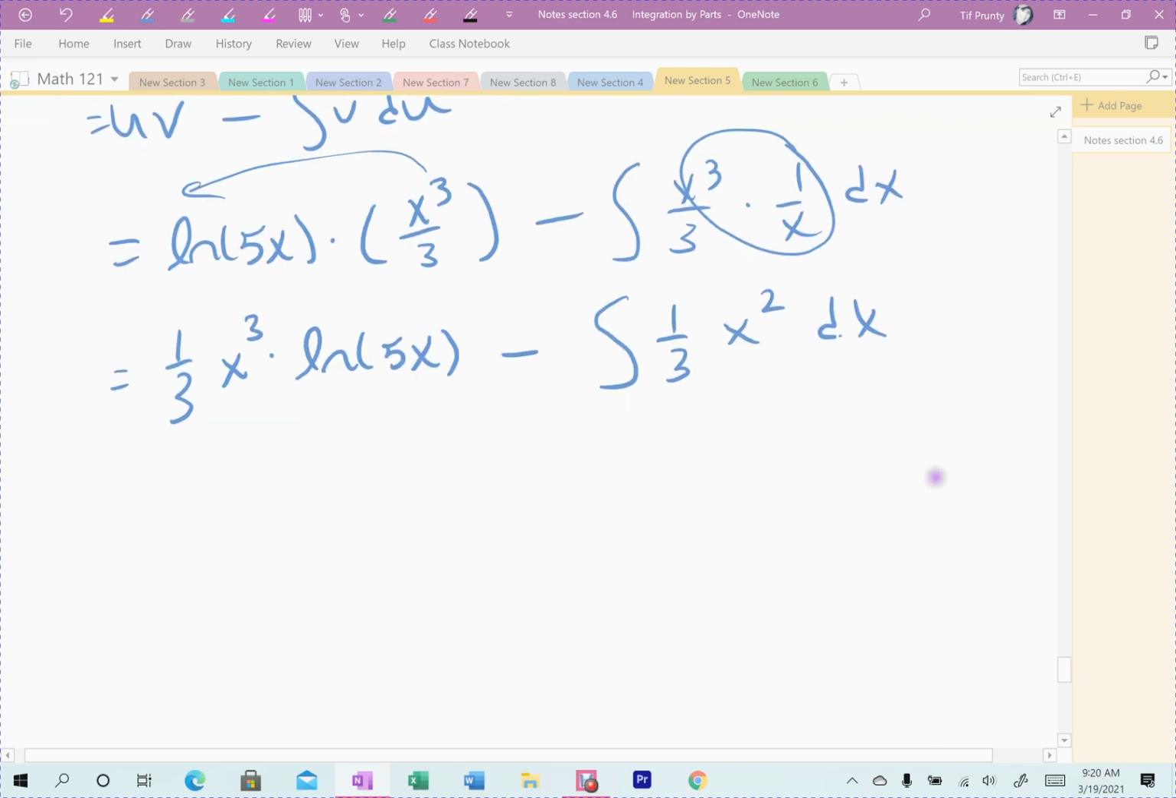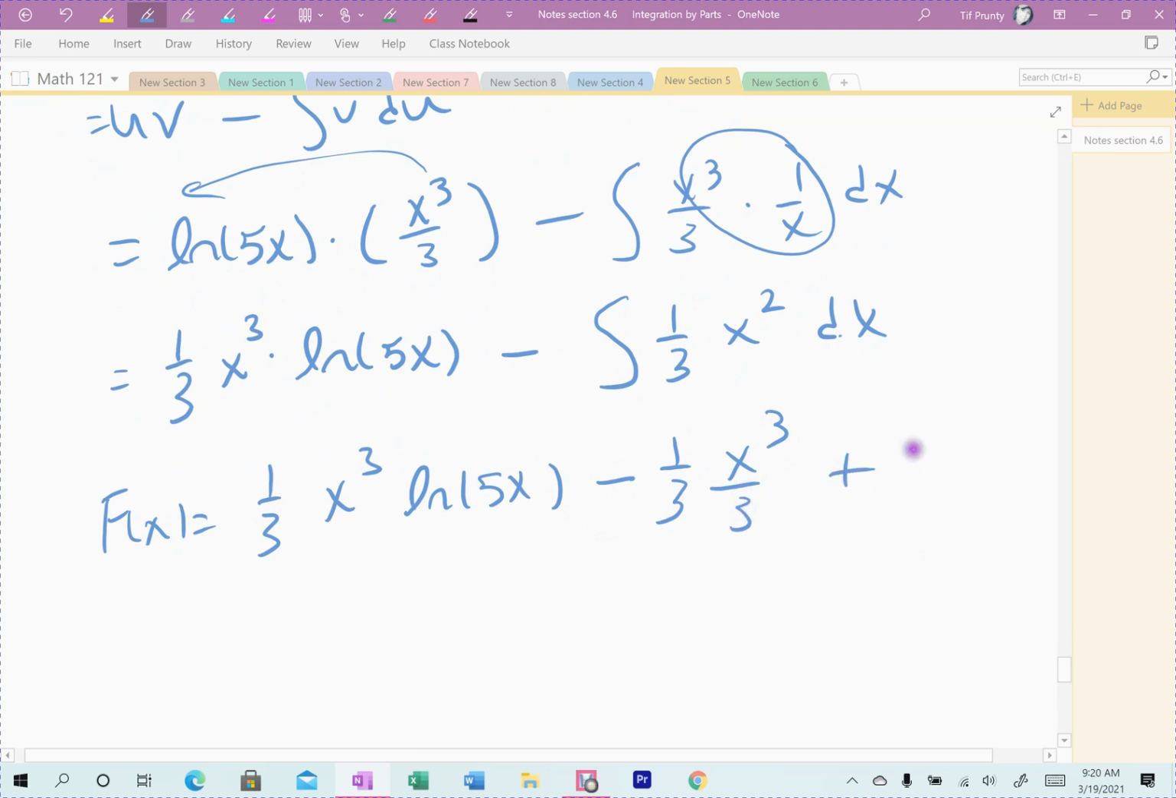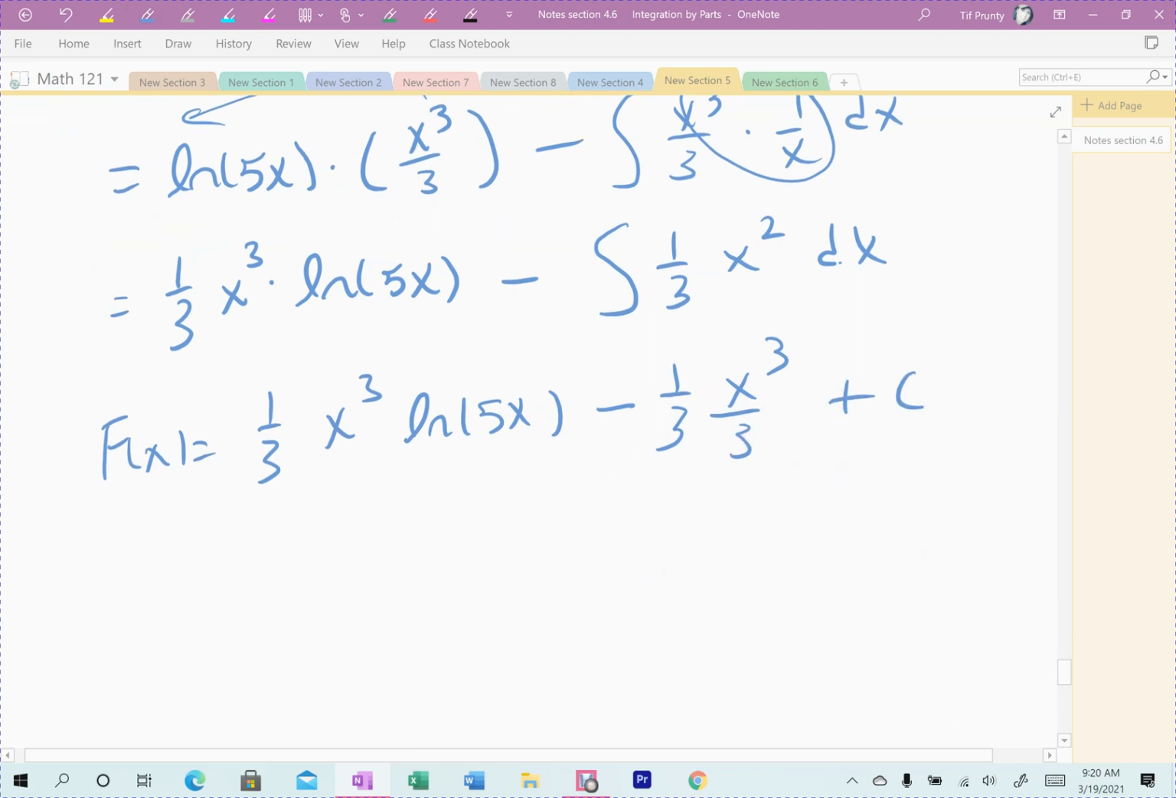Alright, now I take my integral one last time. My general antiderivative is 1/3 x cubed natural log of 5x minus 1/3 x cubed divided by 3 plus c, and then simplify that to 1/9. So I get 1/3 x cubed natural log of 5x minus 1/9 x cubed plus c.